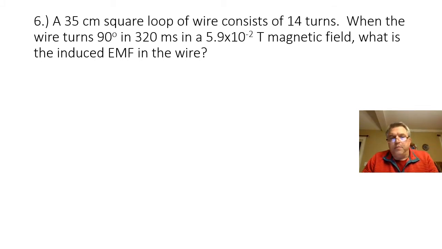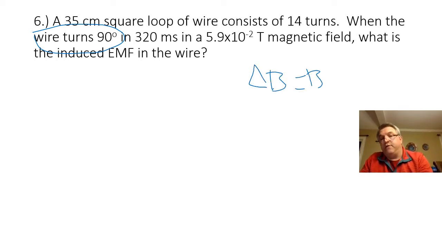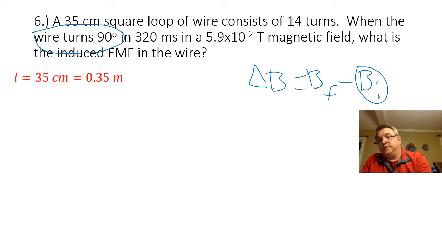A couple of things to note before we start unpacking this problem. We can see that the wire is turning 90 degrees, which means that it is going from a minimum value where it would be parallel with the magnetic field to a maximum value where the loop is perpendicular to the magnetic field. So when I look at my change in the magnetic field, delta B, it's going to be my final minus my initial value, and if the initial is 0, then my delta B is going to equal my final value. That's just something I wanted to point out here.